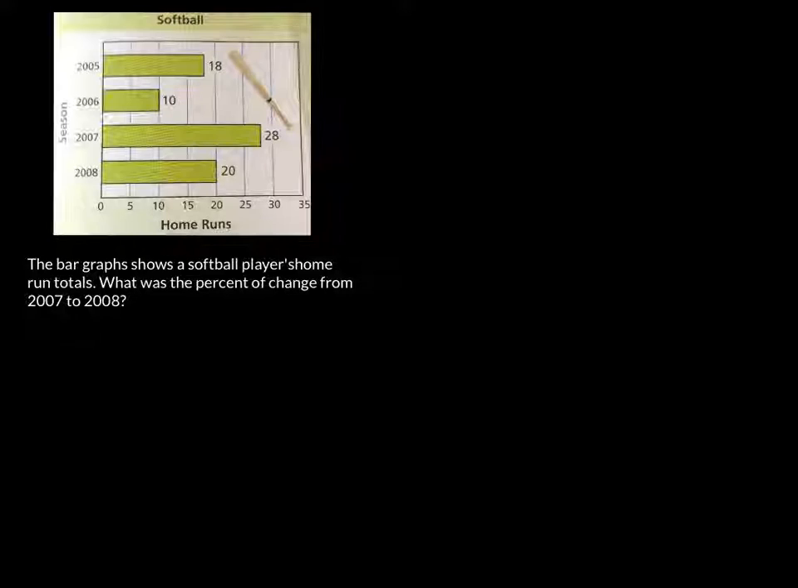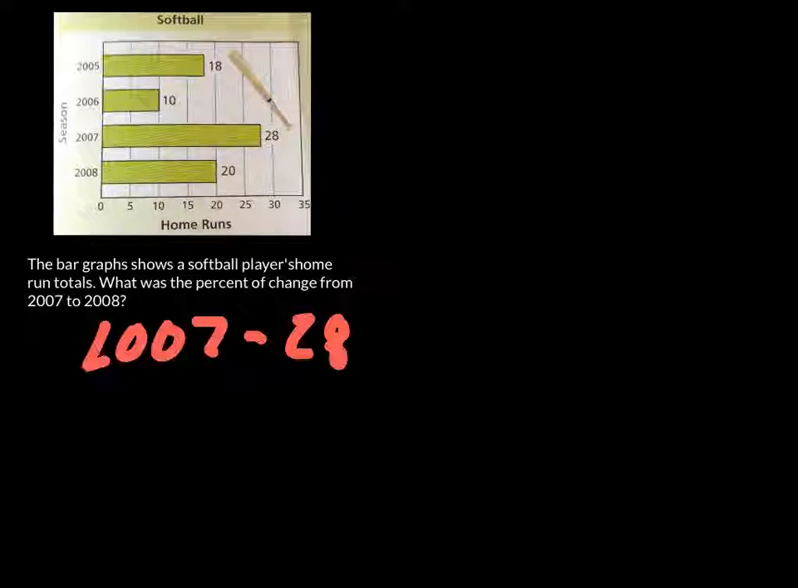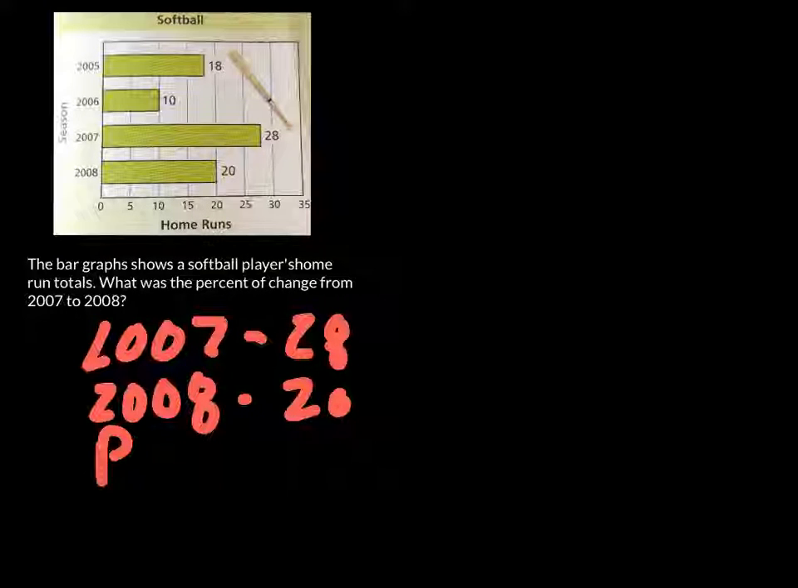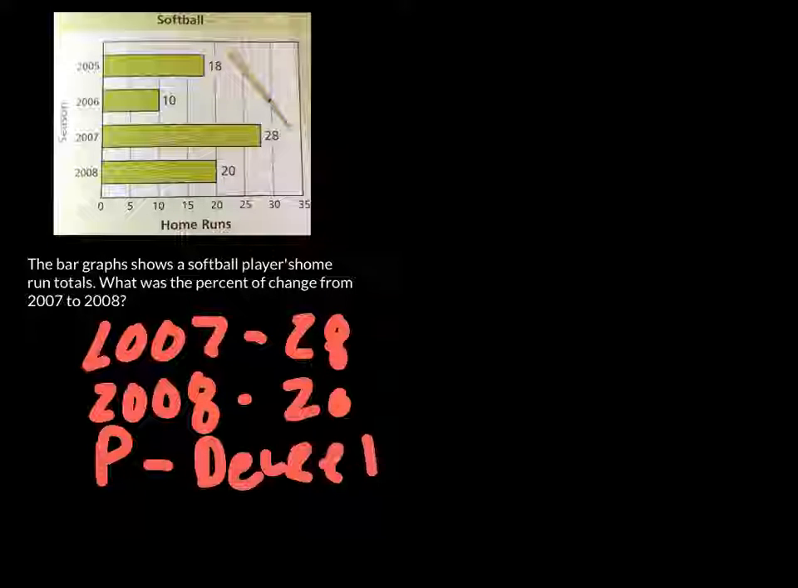Okay, so this bar graph shows the softball players' home run totals. What was the percent of change from 2007 to 2008? Okay, so let's look at 2007, which is the original amount. He hit 28 home runs, okay? And then in 2008, he hit 20. So the percent change is a decrease because he went from 28 to 20.